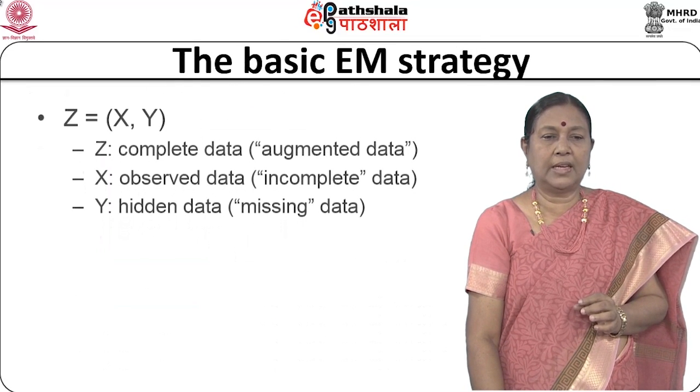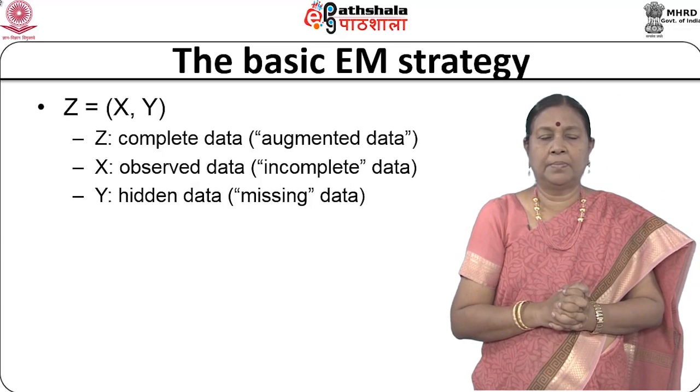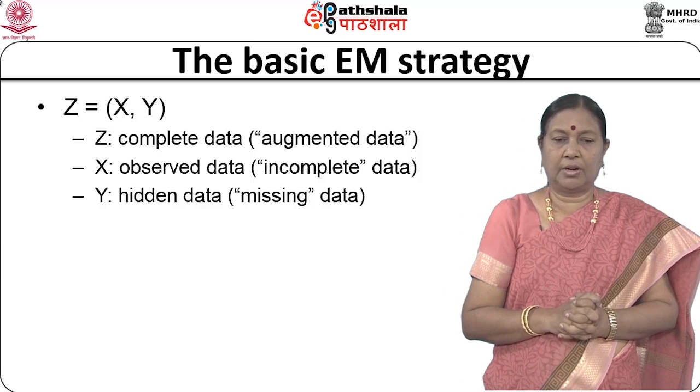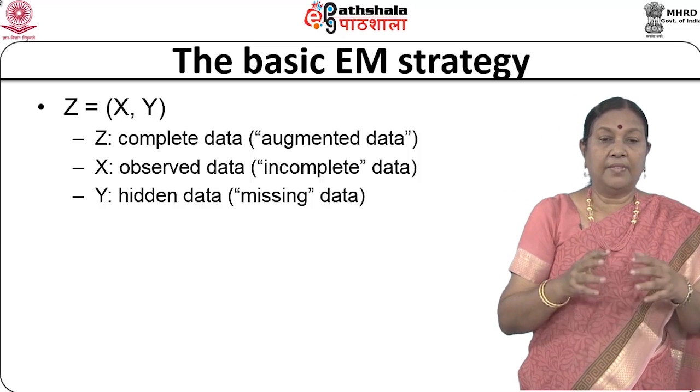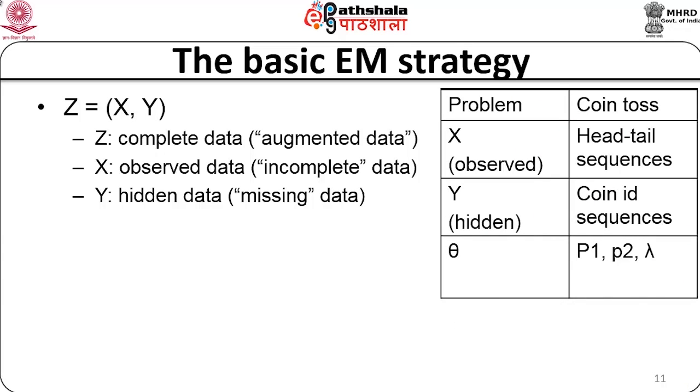Okay. So, the basic EM is you have complete data, which is the augmented data. X is the observed data, or what is called incomplete data, and Y is the hidden data, which is called the missing data. For example, if you have a coin toss problem, the observed can be the head-tail sequences. Maybe we will take an example and see. Y is the hidden; the hidden could be which coin you are using, so that could be coin ID sequences, and theta is the parameters of the model.